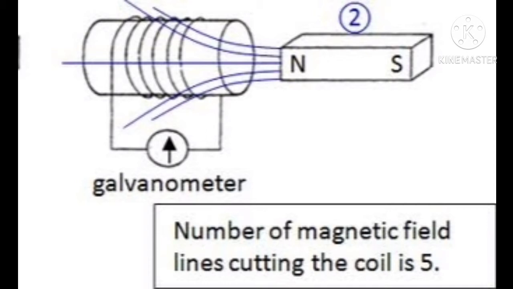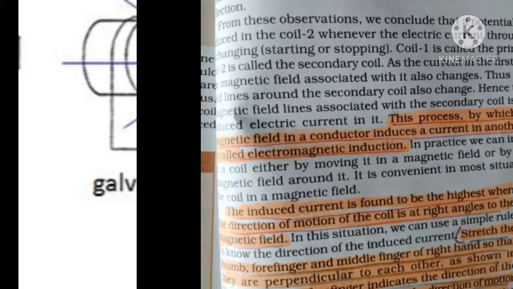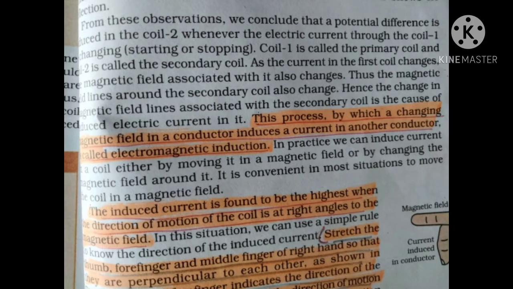Now let us see the definition of electromagnetic induction. The process by which a changing magnetic field in a conductor induces a current in another conductor is called electromagnetic induction. This is given in your book, children. You need to mark it and write it in your copy as well. This is the definition of electromagnetic induction.